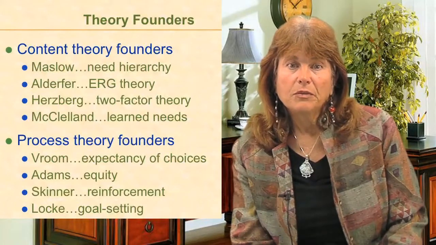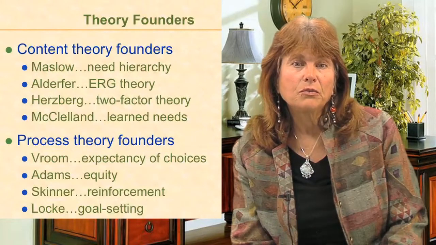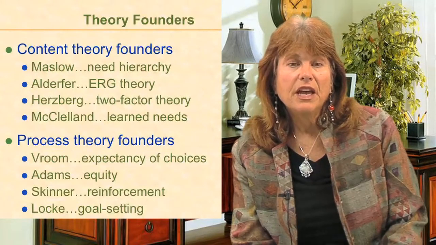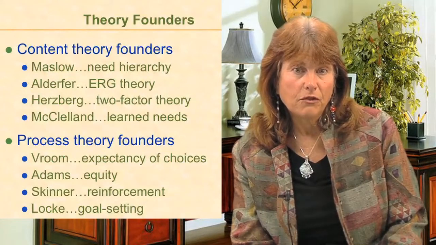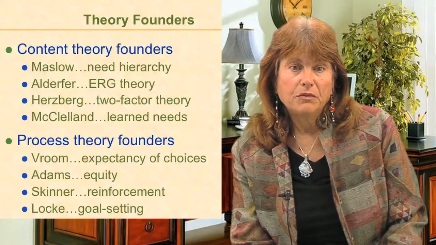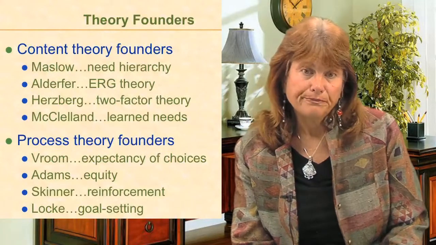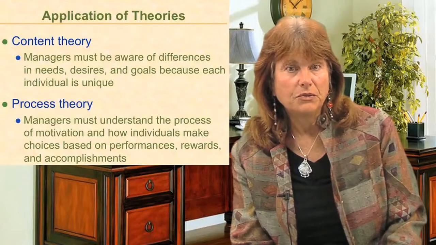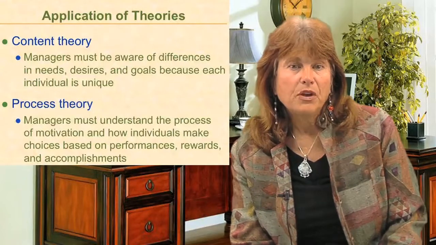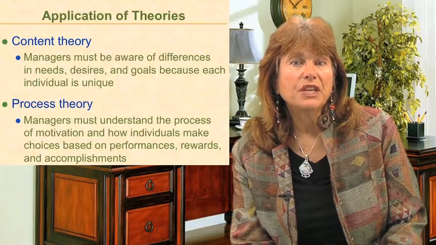When we explore a little bit about process theories, we're going to talk about Victor Vroom, who really started developing expectancy theory. Adams, who pioneered the area about equity theory. B.F. Skinner, who's well known for reinforcement, and Locke from the University of Maryland, who really did a lot of research on goal setting. One of the things about content theories is that managers need to be aware of differences in individuals around their needs, desires, and goals. And in process theory, managers need to understand the process of motivation. So we have internal versus external aspects following around motivational theory.